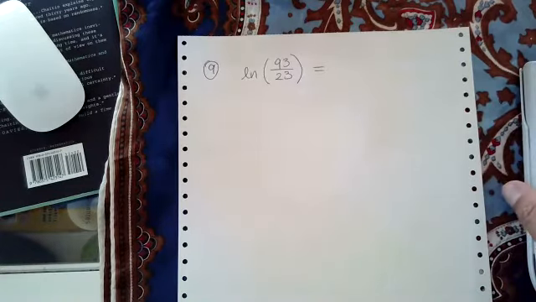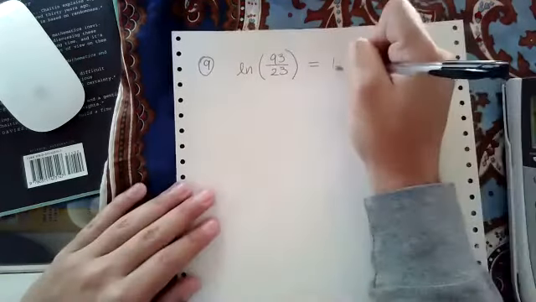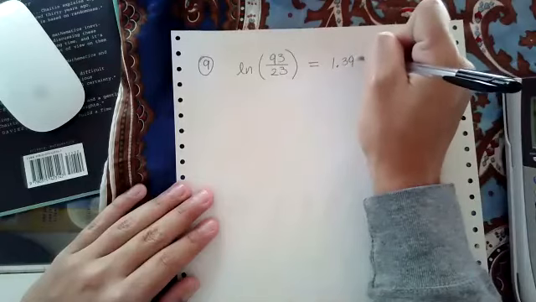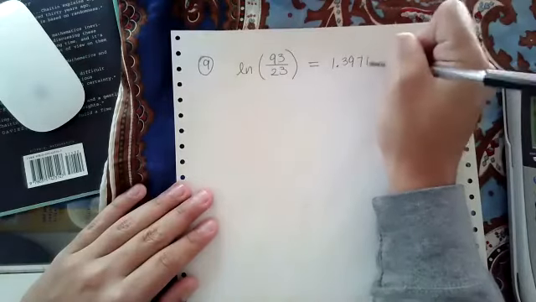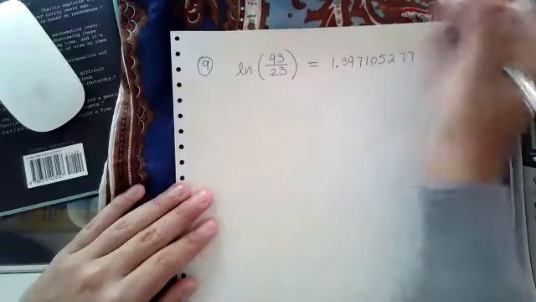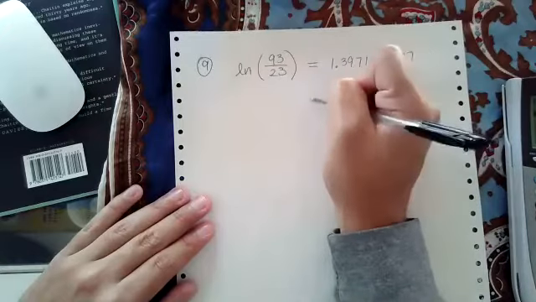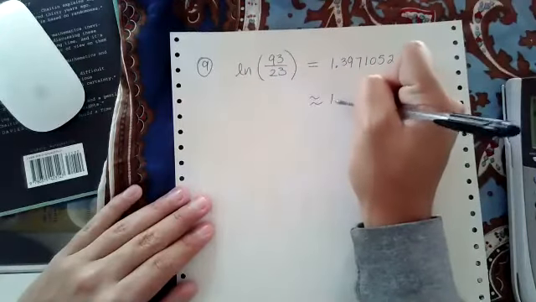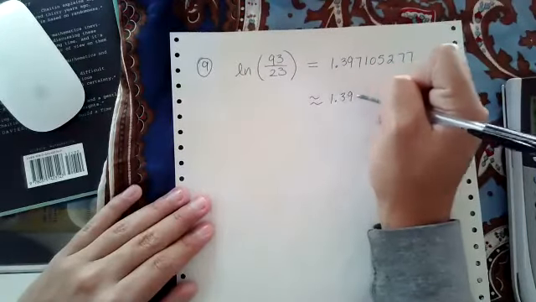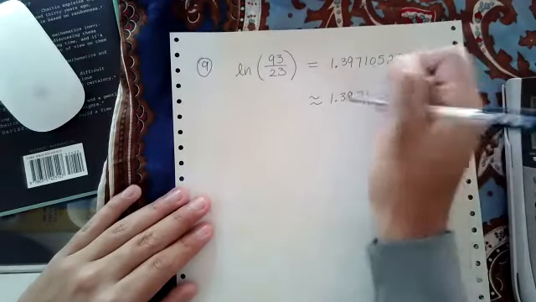Does anybody have an answer for this one? 1.397105. Yeah, my calculator, and then more, 2772. But we just need 4 decimal places, right? So we'll just cut it off at this 71, and then the 0 will not round up the 1, so we can leave it here.